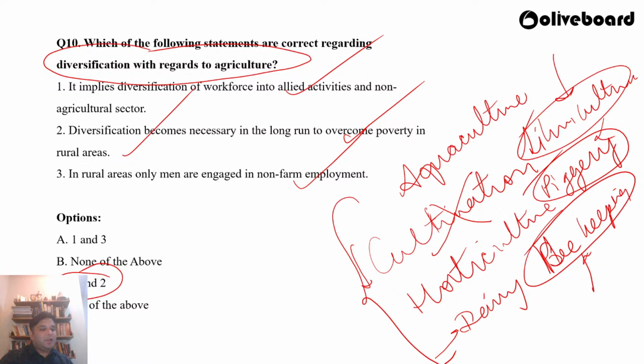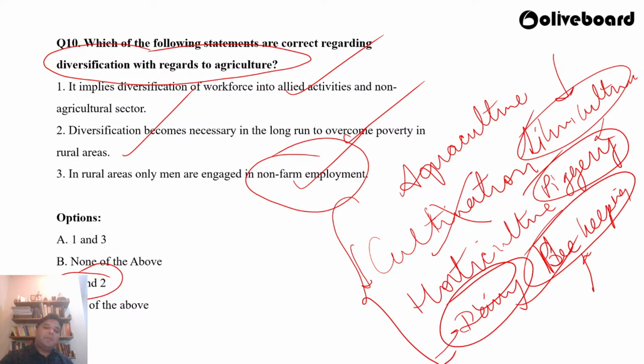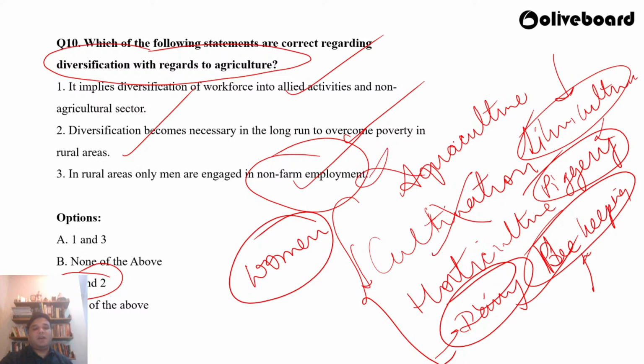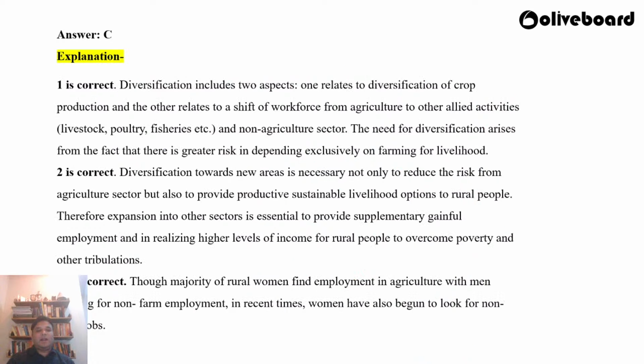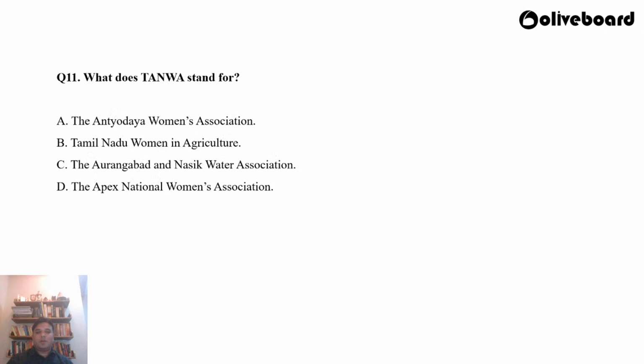Now the third statement: in rural areas only men are engaged in non-farm employment. That is not so. Non-farm employment like beekeeping, dairy, here you will see women are also employed, right? So this is a wrong statement. So 3 cannot be correct. So C is the correct answer, 1 and 2. What you can do is, once the lecture is over, you can go through the lecture once again. You can pause the lecture at this instance, and if you want to take down the notes, you can take down the notes, right? But this is essentially what I have just told you.